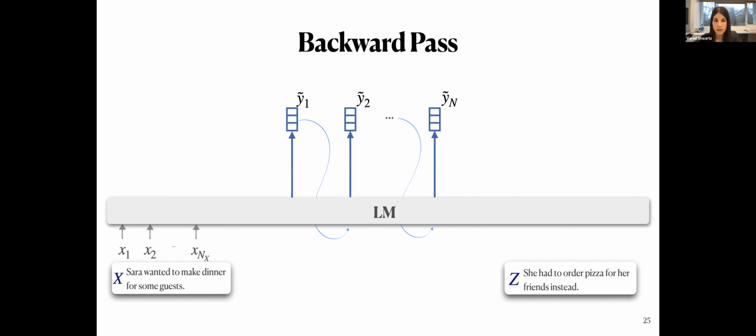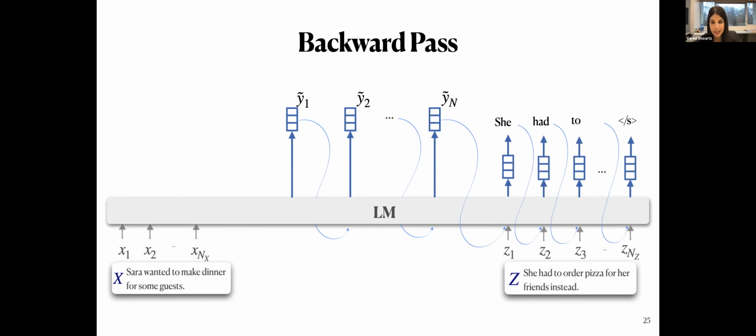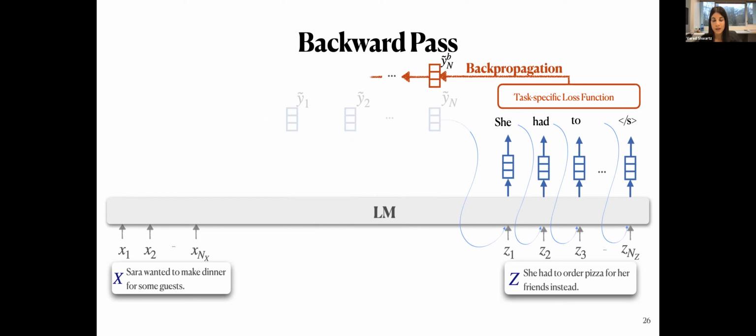The backward pass is responsible for instilling the task-specific future constraint Z into Y. So first, we continue inputting the future context Z into the language model. "She had to order pizza for her friends instead." And then we compute the task-specific loss with respect to the current Y tilde and the future context Z. And we backpropagate the error to update Y tilde. We actually keep a second copy of Y tilde, which we call Y tilde backward.